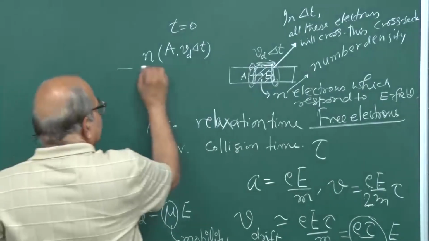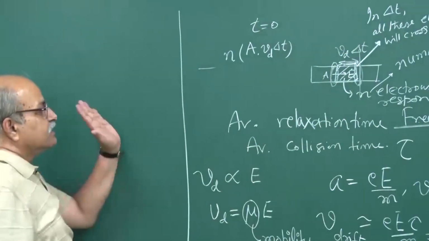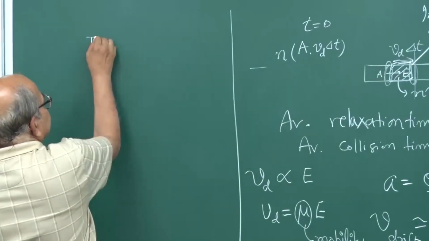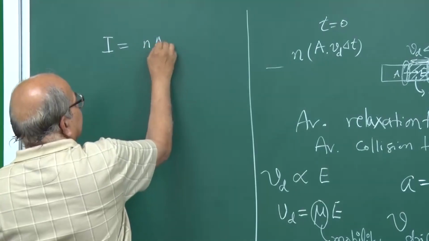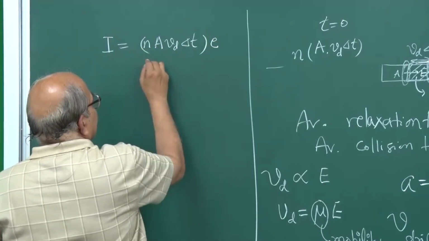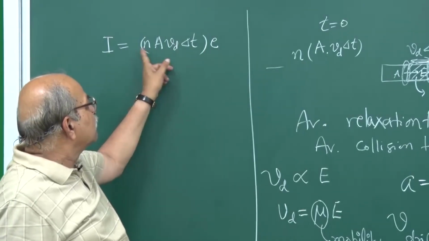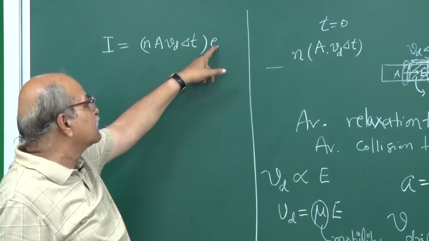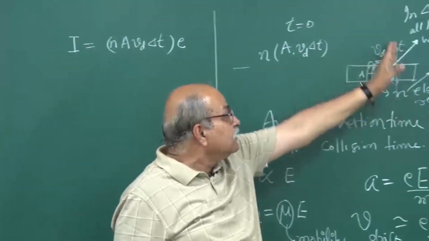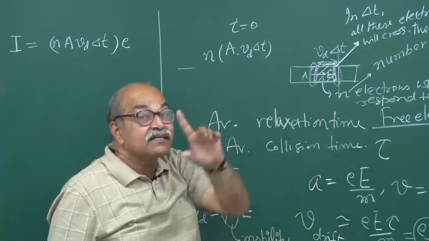Okay, so you can work out what is the current. Current is charge crossing per unit time. So the current will be N times A times Vd times delta T multiplied by E. So this is the current, this is the charge. This was the number of electrons. On each electron you have this much of charge. So this much charge is crossing here in time delta T. So per unit time how much charge is crossing, that is the current, right?